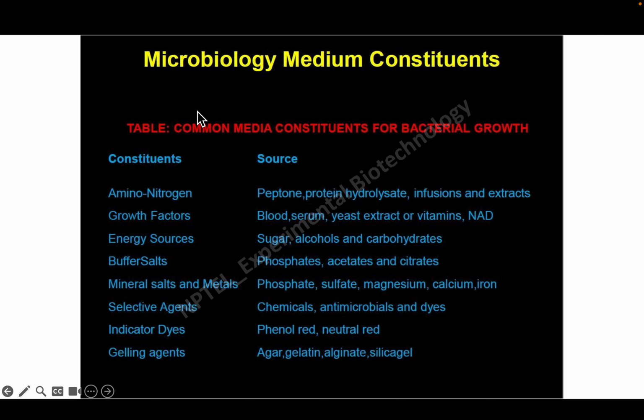Microbiology medium constituents. So those are constituents and those are the sources. Amino or nitrogen source: peptone, protein hydrolysate, infusions, extracts. Growth factors: blood, serum, yeast extract or vitamins. Energy resources: sugar, alcohols, carbohydrates. Buffer salts: phosphates, acetates. Mineral salts you can get from phosphate, sulfate, magnesium, calcium, iron. Selective agents: chemicals, antimicrobials and dyes. Indicator dyes you can get from phenol red, neutral red. Gelling agent: agar, gelatin, etc.